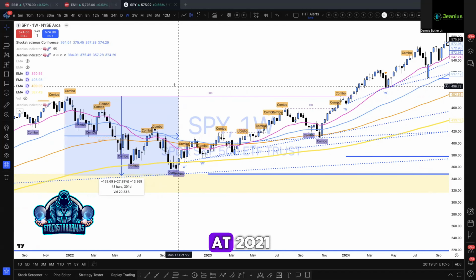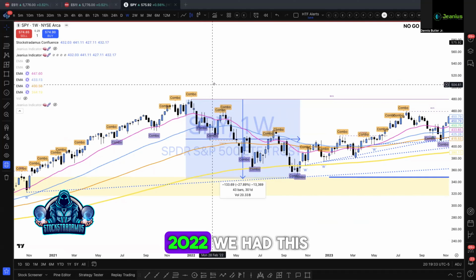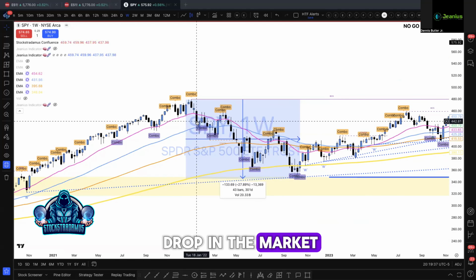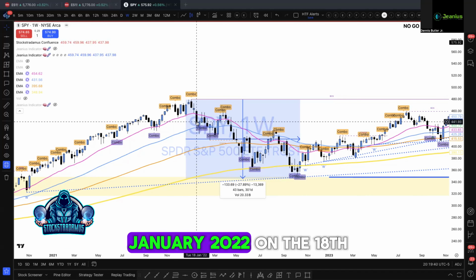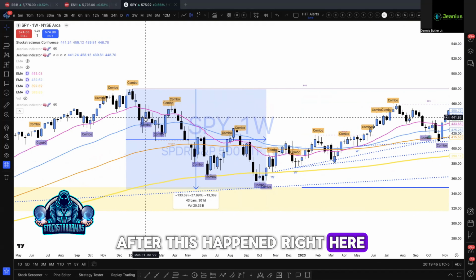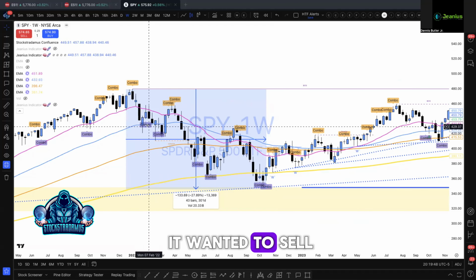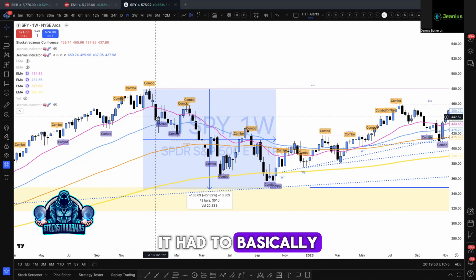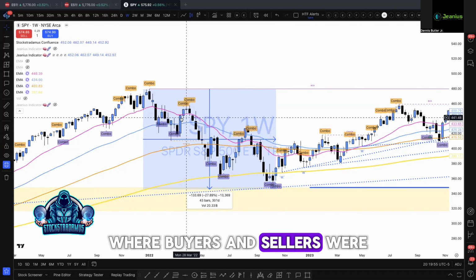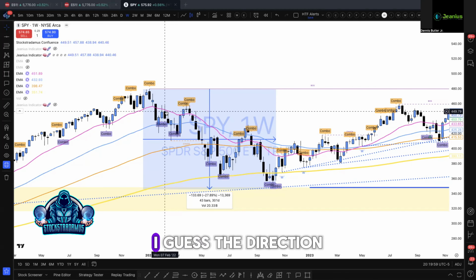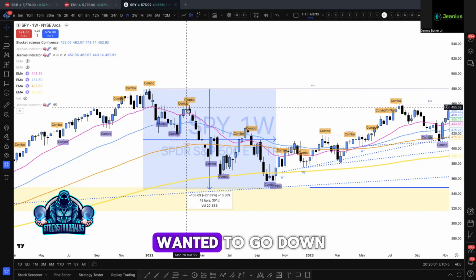So when I'm looking at 2021, 2022, we had this week right here that sold off. This is a big drop in the market right here. January 2022, the 18th. After this happened right here, the market, even though it wanted to sell, it could not sell just instantly. It had to basically go through a bargaining phase where buyers and sellers were at war deciding the direction, even though the direction wanted to go down.